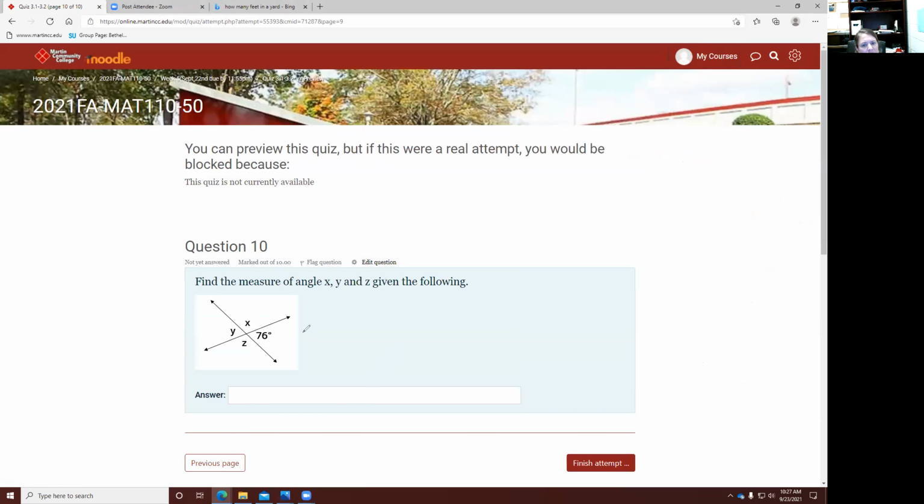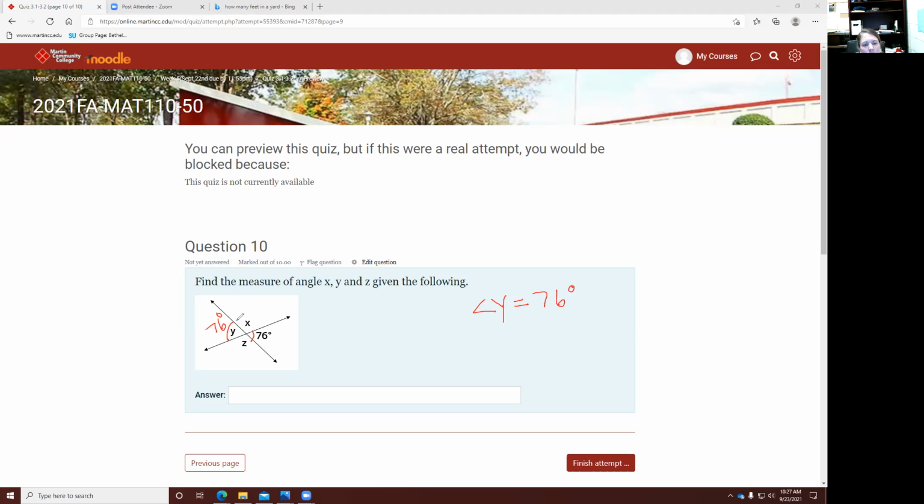So this one is our vertical angles, and we talked about in the videos that I went over that vertical angles are always congruent, which means they are equal to each other. So if I know this is 76, then I also know that y is going to be 76. So angle y is also 76.